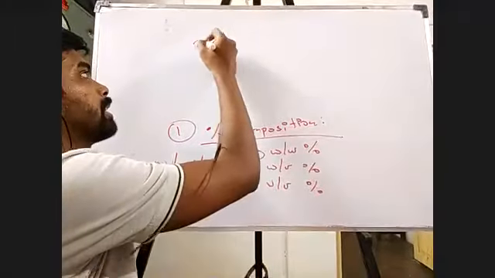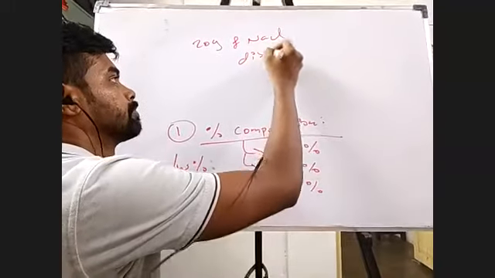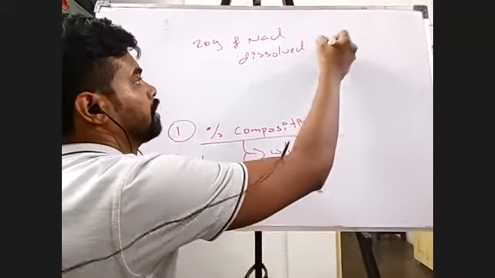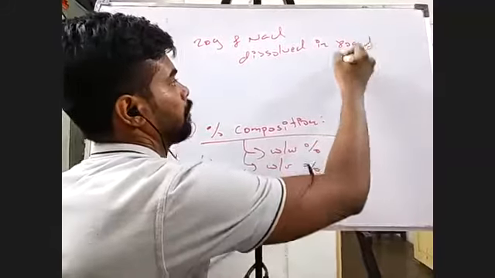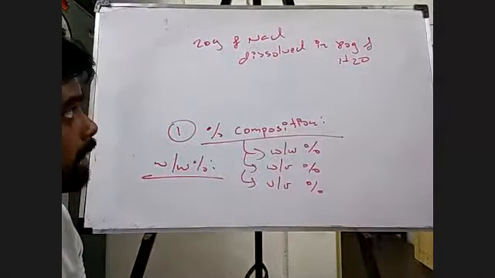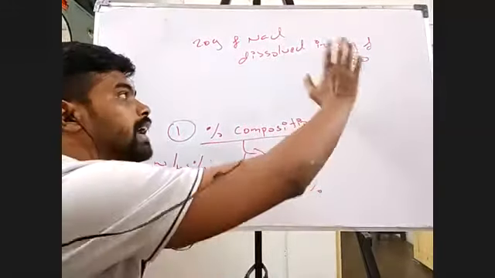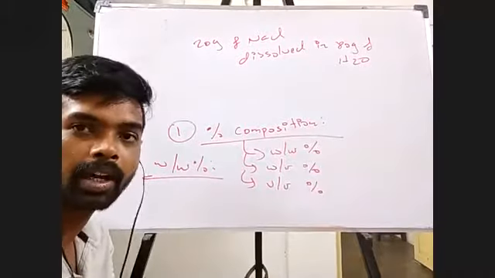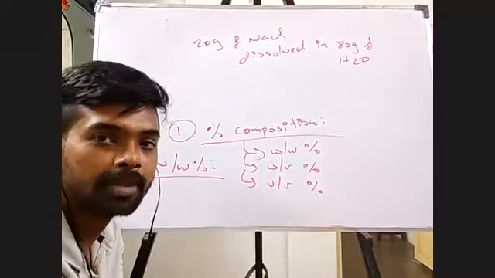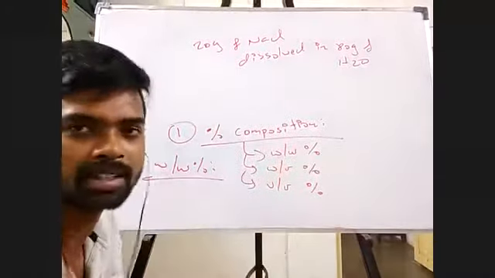Now say, for example, I had 20 grams of NaCl dissolved in, say, 80 grams of water. Okay, now this data is given to you. I'm telling that 20 grams of sodium chloride was dissolved in 80 grams of water. I want to know what is the mass percentage or W by W percentage of NaCl in the solution, basically.